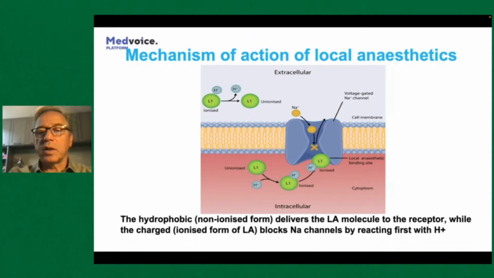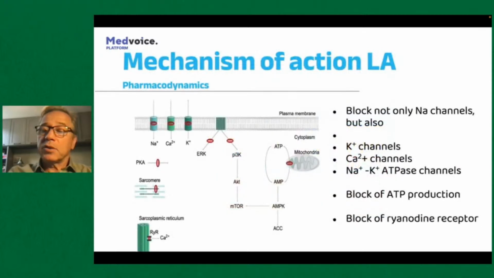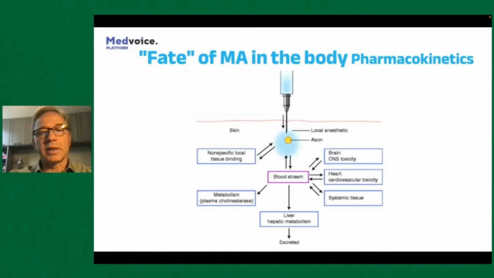The hydrophobic form delivers the local anesthetic to the receptor, while the ionized form blocks the sodium channel, after first reacting with a hydrogen ion. But it's not the only mechanism of action of local anesthetics. It also blocks other channels like potassium channels, calcium channels, and sodium-potassium ATPase. Hence, it blocks ATP production, but also blocks the ryanodine receptor. All this is important in terms of other actions and side effects of local anesthetics.